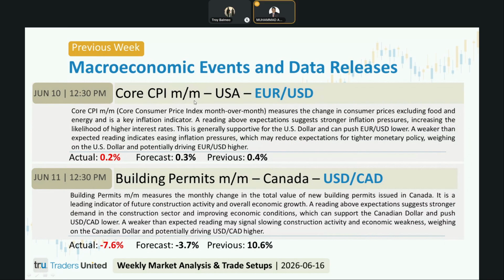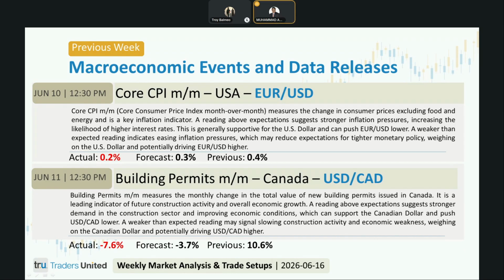Core CPI M over M in USA. M over M means month over month. So what is core CPI month over month in USA? Core CPI, also known as Consumer Price Index, month over month measures the change in consumer prices, excluding food and energy. It is one of the most important inflation indicators in the United States. A reading above expectations suggests rising inflation pressures, which can increase the likelihood of higher interest rates. This is generally supportive for the US dollar and can push the Euro USD lower.